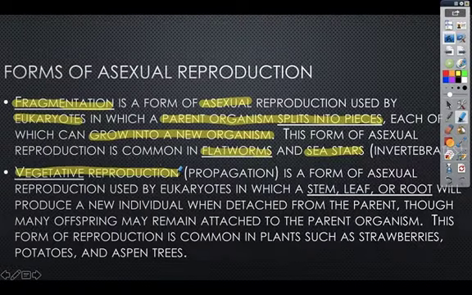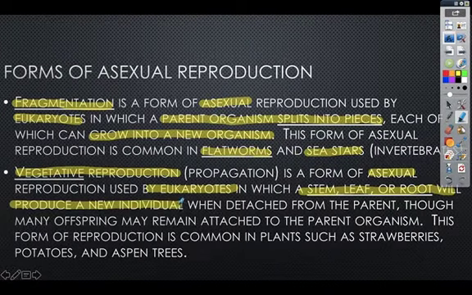Vegetative propagation. Hopefully you can tell by the name, this is something that is carried out by plants. We call it vegetative reproduction or vegetative propagation. It's asexual, and of course it's carried out by eukaryotes. Basically a stem, a leaf, or a root will produce a new individual when it's detached from the parent. Your grandmother, your mom, your aunt may have one time broken off part of a plant, and you could root it in water and then eventually plant it in soil. That would be an example of vegetative propagation.